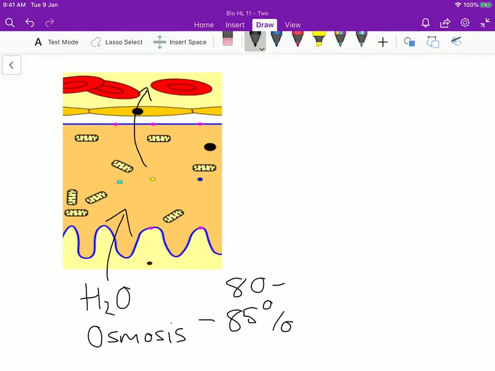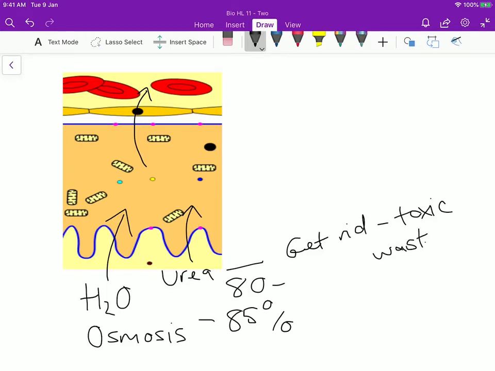Now we also get, and this is kind of a 7-level statement, we also get some urea going back in. Now remember, we wanted to get rid of urea because it's a toxic waste product. But some of it will get reabsorbed, and that's kind of a high-level statement.